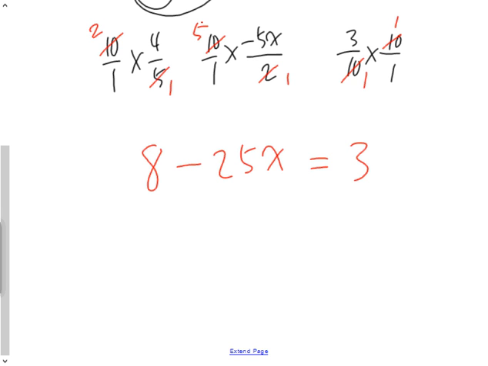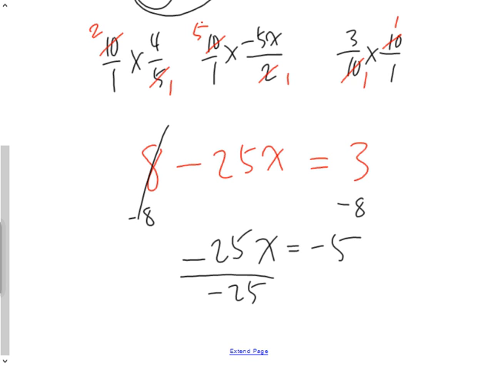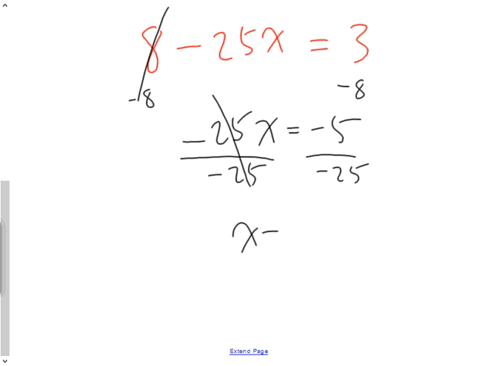Now we have a constant of 8, so I'm going to subtract 8 from both sides. Negative 25x is equal to negative 5. Divide both sides by negative 25. And x will equal 1/5, or 0.2. And remind yourself it is positive, because a negative divided by a negative is a positive.